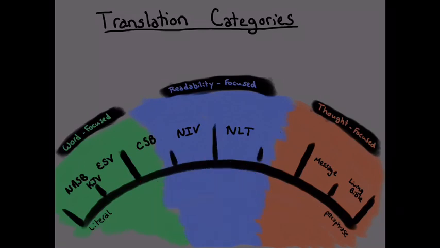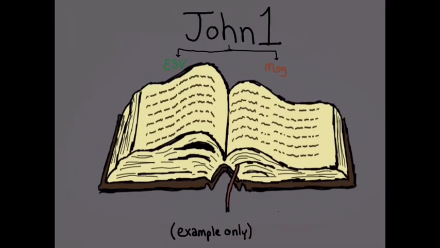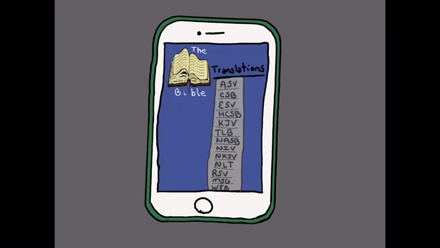Reading a thought-focused Bible can be very helpful. However, I would caution against reading only a thought-focused translation. If you're going to read one of these, I would pair it in conjunction with a Bible from one of the other categories. For example, you can find parallel Bibles that have the ESV translation and the Message side by side. If you use a phone app, then you can always flip between a few different translations when you're struggling with a specific verse.